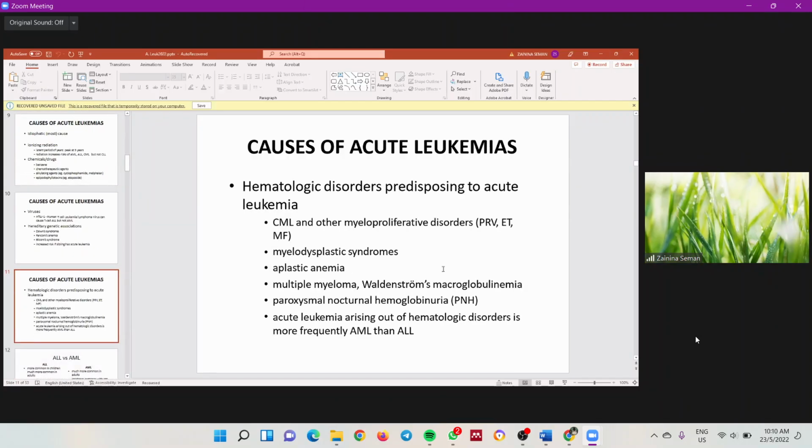Other than that, what causes acute leukemia? Another cause is other hematologic disorders. For example, the patient first has CML or myelodysplastic syndrome. These are among the first hematological disorders the patient has. Later on, this condition might predispose the patient to acute leukemia. So in this condition, we call the acute leukemia a secondary leukemia, not the primary. The primary is the hematological disorder that predisposes the patient to acute leukemia. So in this case, acute leukemia is secondary.